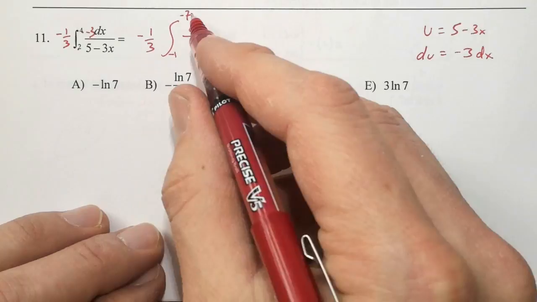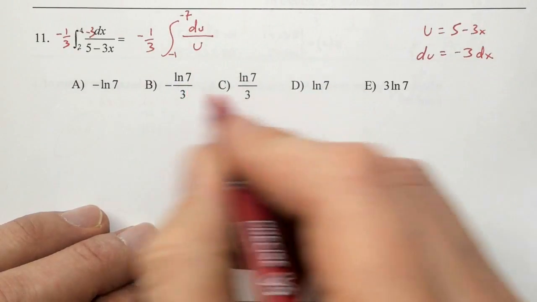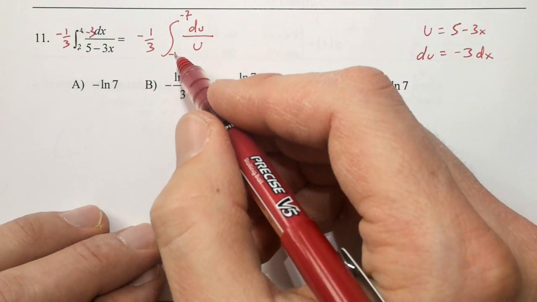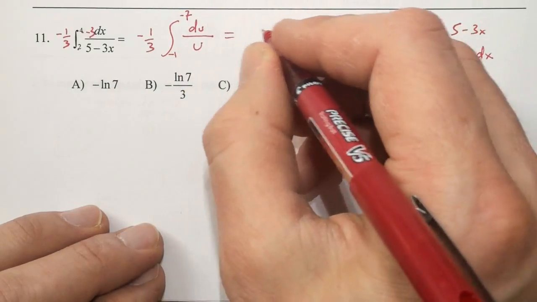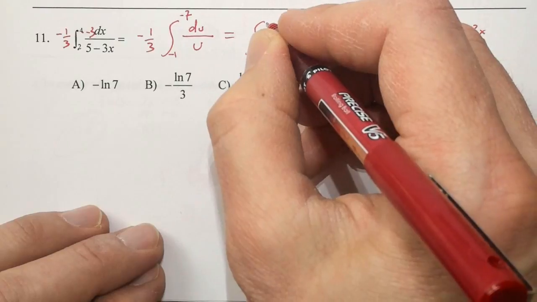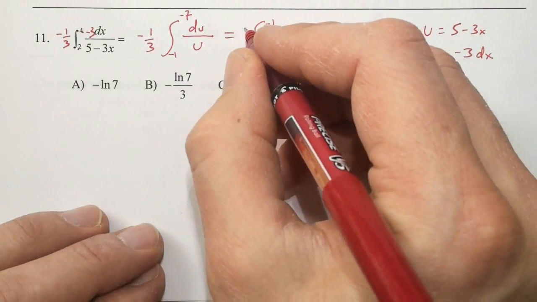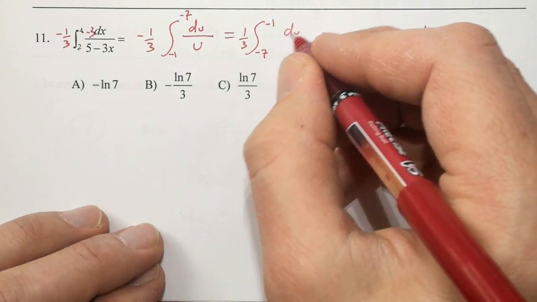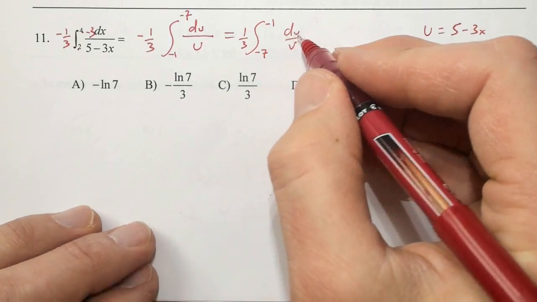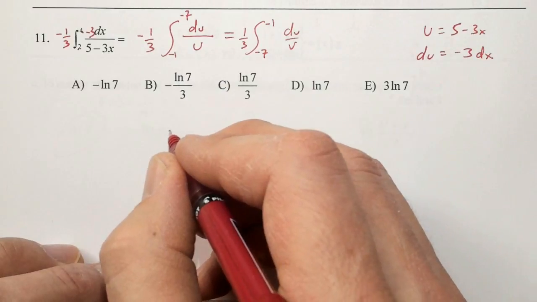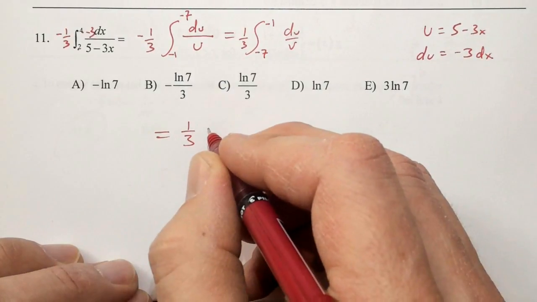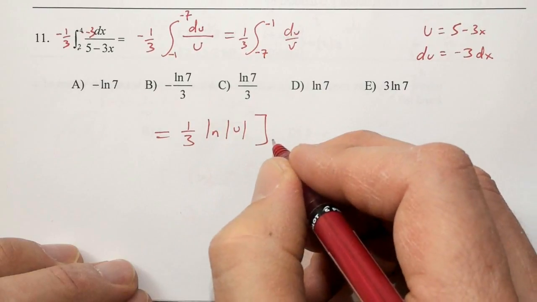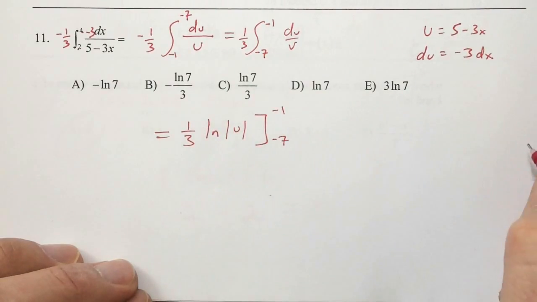Notice how you can start to see some of the numbers in our answers. Well, looking at this, negative 1 is larger than negative 7. We need to swap our bounds, which means we have to change the sign out front. The antiderivative of du over u is natural log. So we have 1/3 natural log of the absolute value of u being evaluated from negative 7 to negative 1.